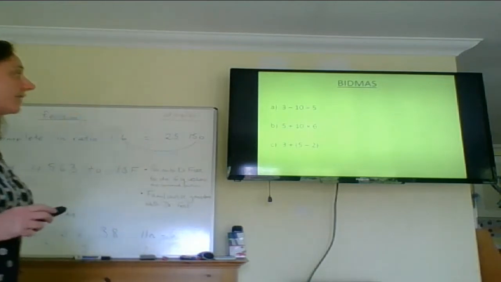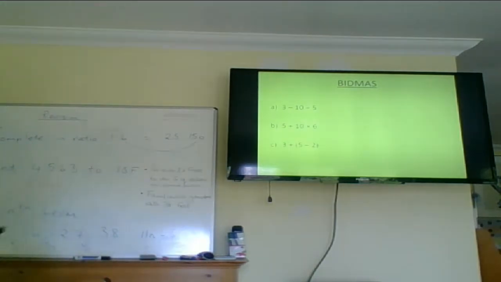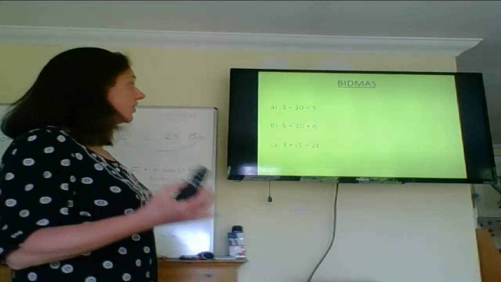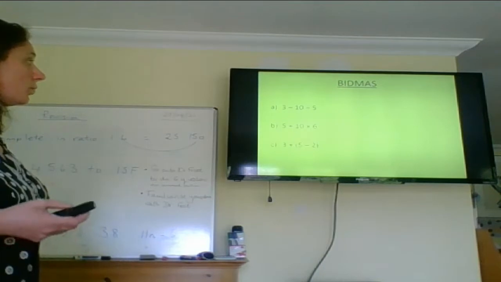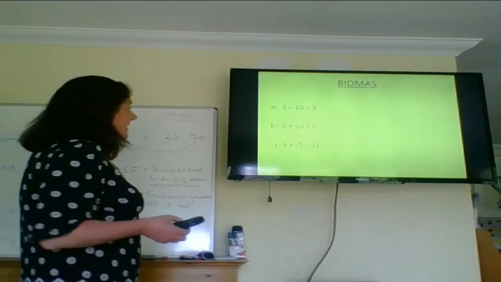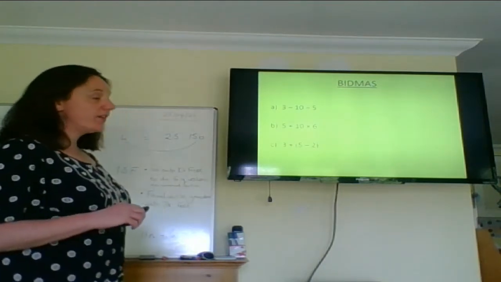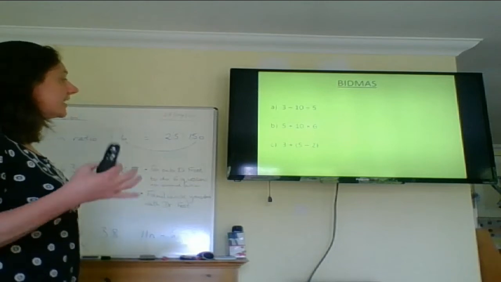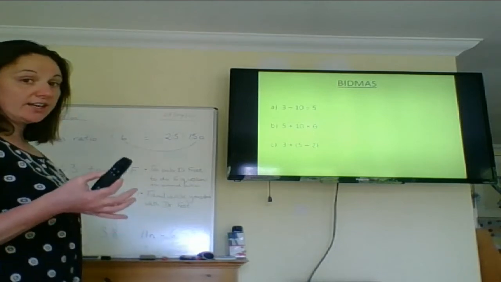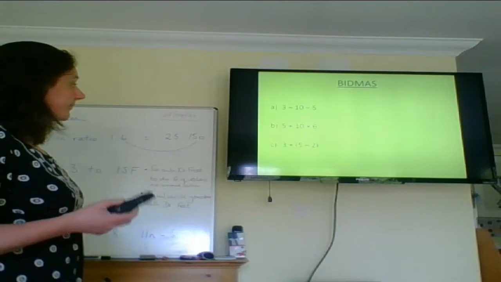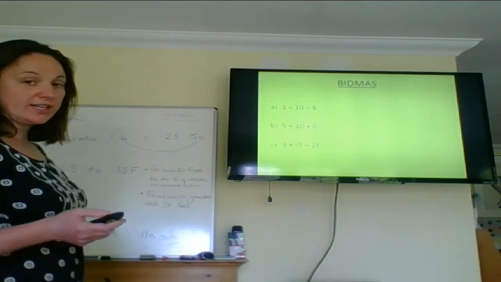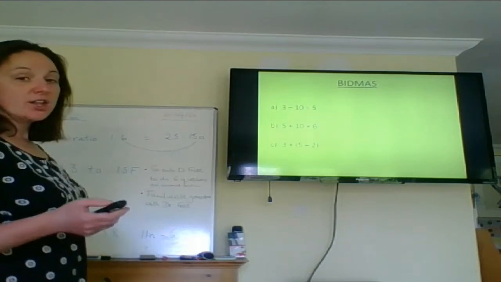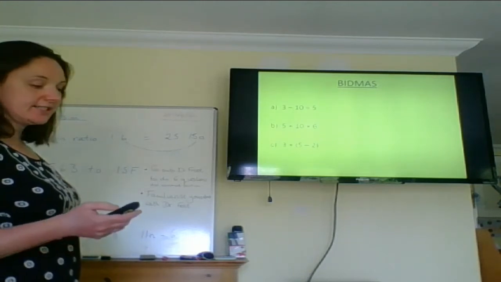3, take away 10 divided by 5. You do the 10 divided by 5 first, which gives you 2. Then you do 3, take away 2, which is 1. So the first one is 1. B, you would do the multiplication first. So 10 times 6 is 60. Add the 5 is 65. You need to do what is inside the brackets first, which is 5, take away 2, which is 3. 3 plus 3 is 6.